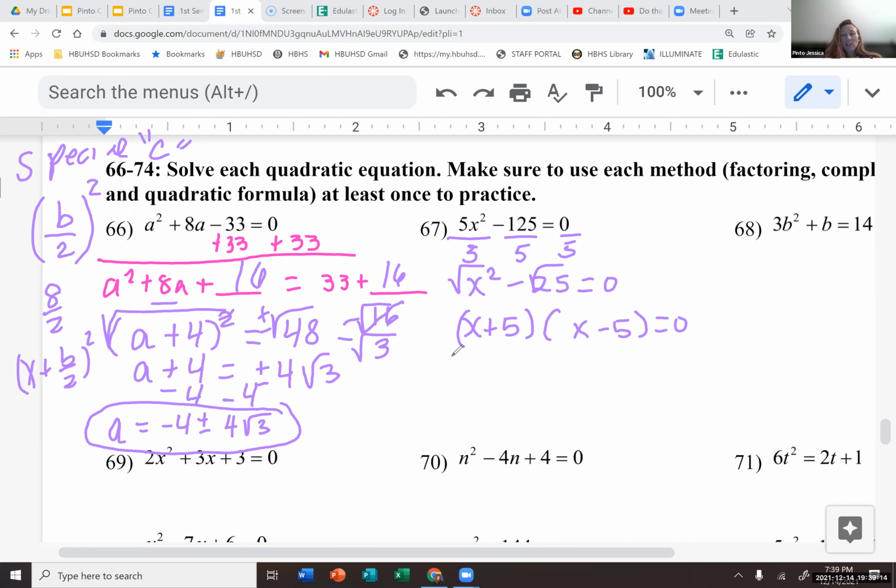So it's x plus 5, x minus 5 equals 0. And setting each of those equal to 0, I'm able to solve pretty quickly. So I just add the opposite. I get x is equal to positive 5 and negative 5. So I just say plus minus 5.